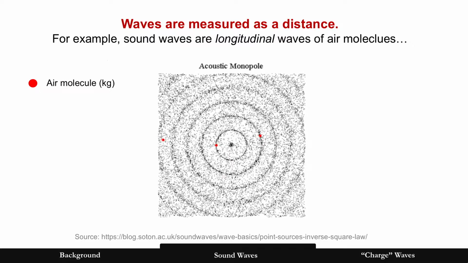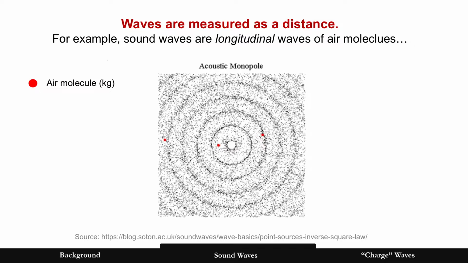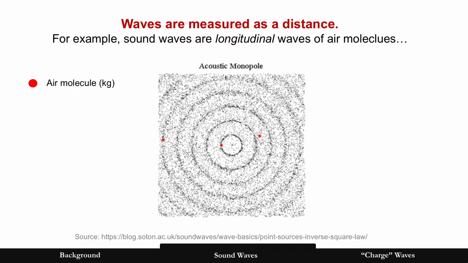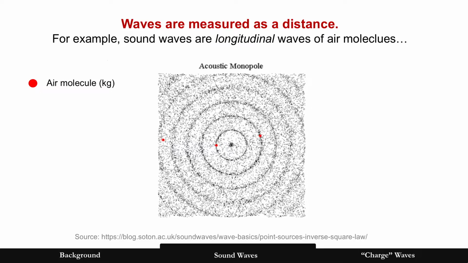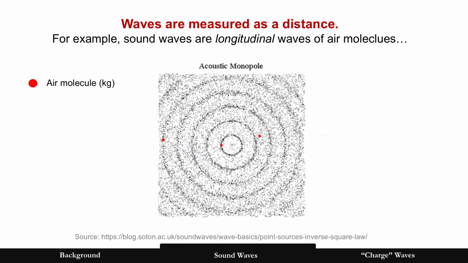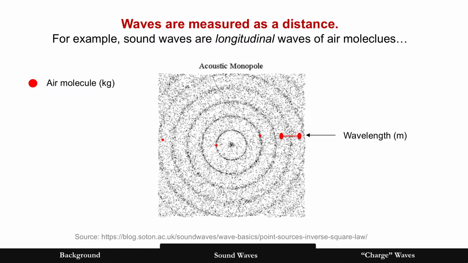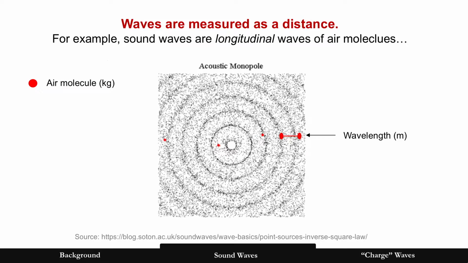Let's start first with those red little dots. Right? In sound waves, it's moving air molecules. So that's a little red dot, and how do you measure an air molecule? Well, one way is its weight, or mass, it's kilograms. Now, what you see there as the distance between those thick lines is a wavelength. That's measured as distance, meters.